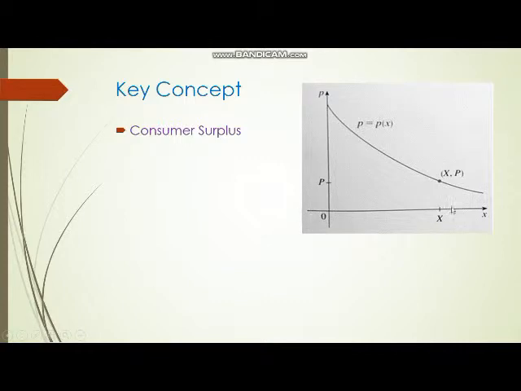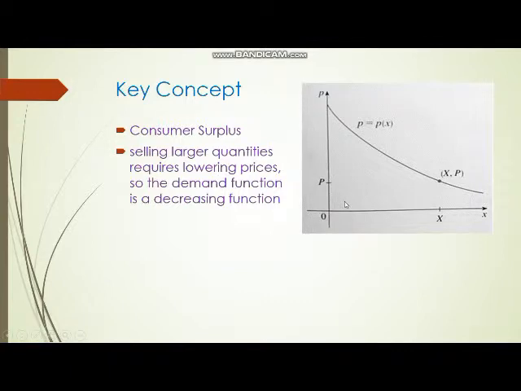So this is the graph of the demand function. At quantity 0, the price is highest, and at quantity x, the price is lowest. So we can say selling a larger quantity requires lowering the price. So the demand function is a decreasing function.